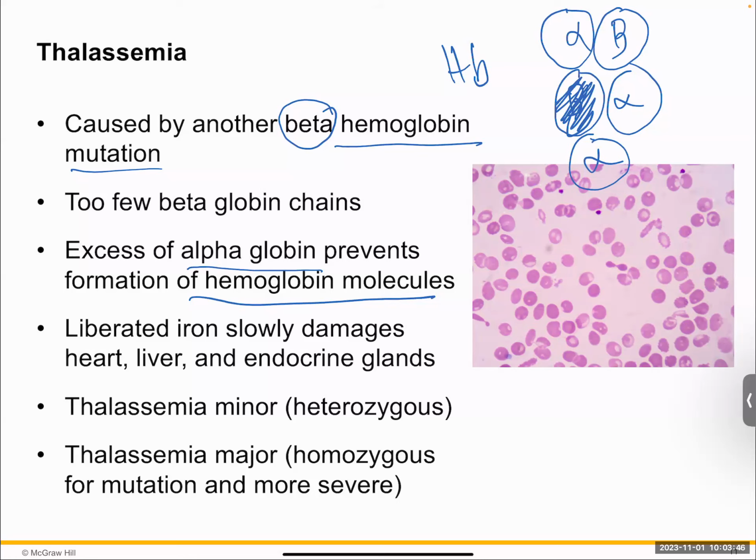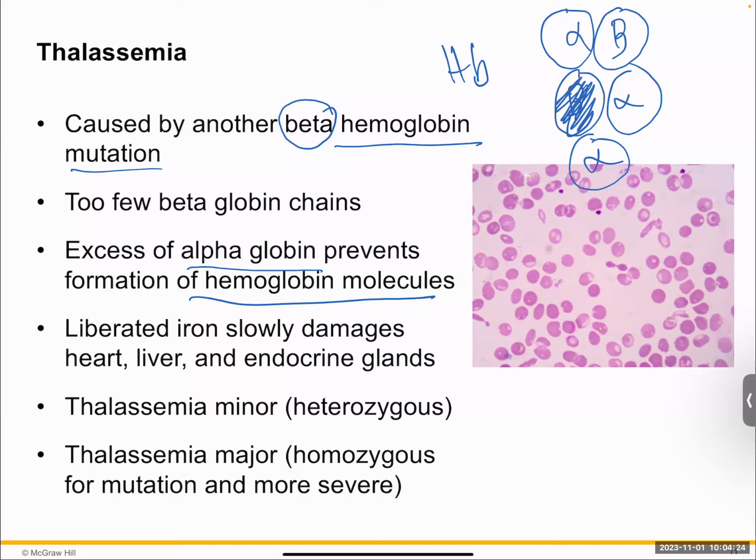Because hemoglobin contains a significant amount of iron, since those are the carriers of your oxygen, the extra iron that was to be utilized for hemoglobin synthesis is not being utilized, and therefore it accumulates inside the body. The extra iron can cause damage to your liver, to your heart, and to endocrine glands such as your pituitary gland, your thyroid gland, your suprarenal glands, which are also known as your adrenal glands, etc.